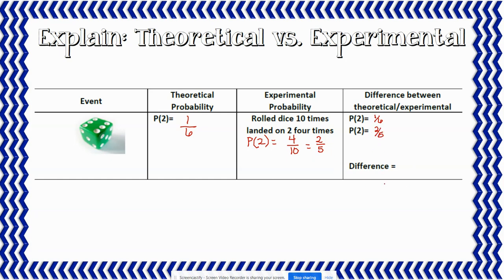When I look at this and I'm trying to find the difference, I can compare these by subtracting and saying one is greater than the other. Or I can just say that in this case, the experimental probability is greater than the theoretical probability because experimentally we had a greater chance of landing on a 2 than we did theoretically, since 2/5 is greater than 1/6.